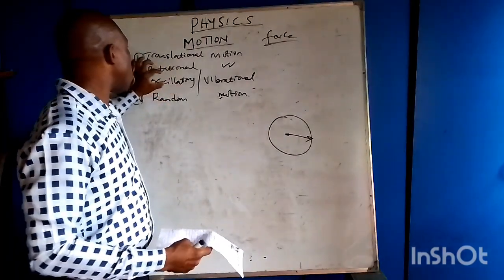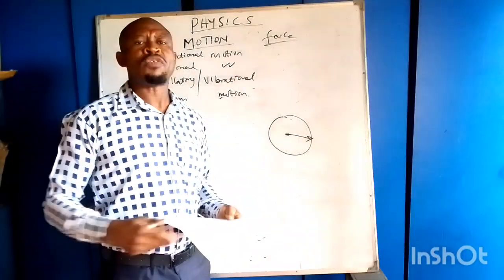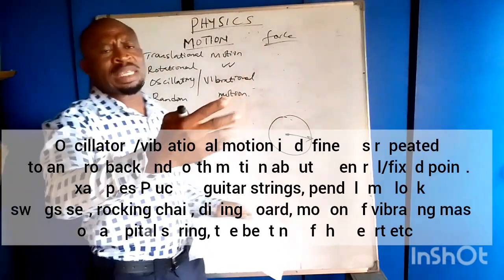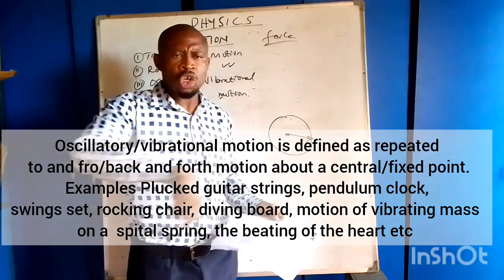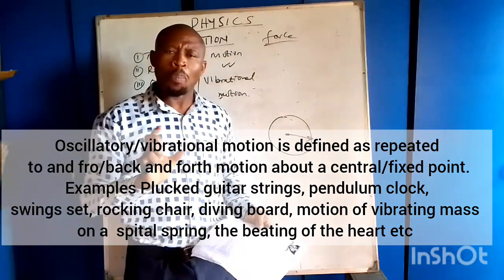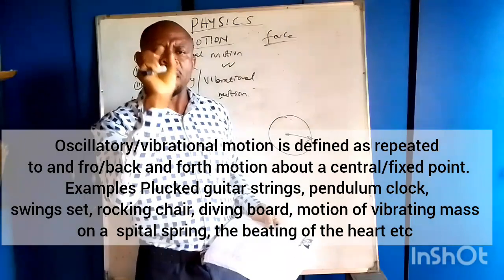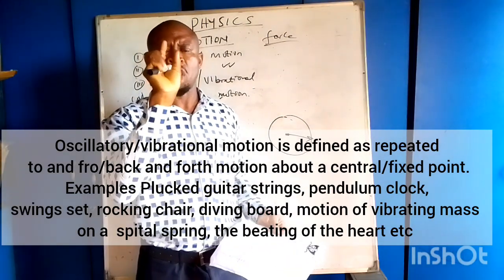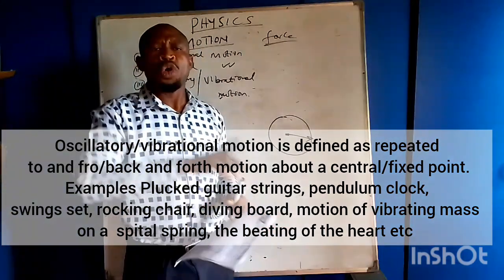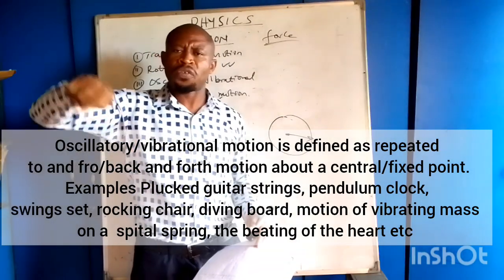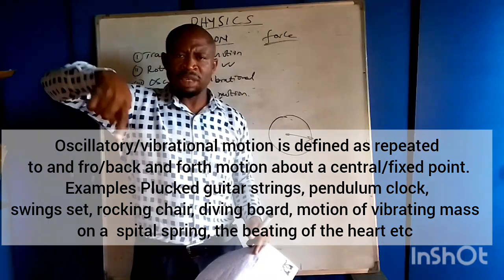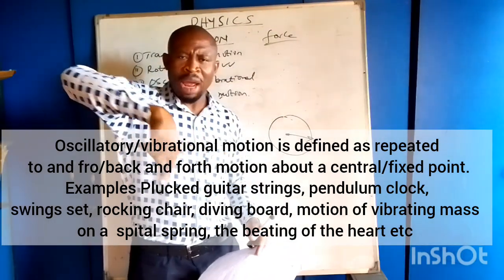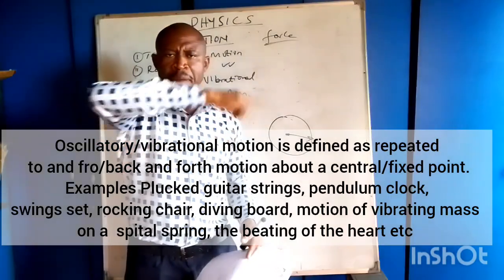Now, we'll talk of the oscillatory motion or vibrational motion. This is a type of motion of a body that goes either back and forth, to and fro, or up and down about a mean point. It has a fixed point or equilibrium point. For example, we can have the motion of the pendulum clock. If you notice the pendulum clock, it keeps moving to and fro about a fixed point.